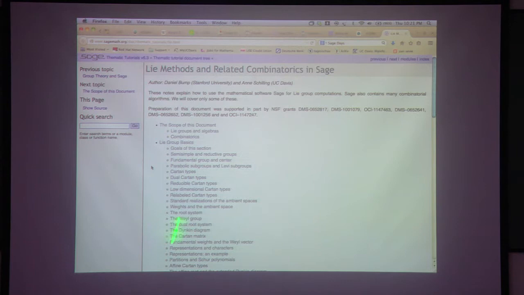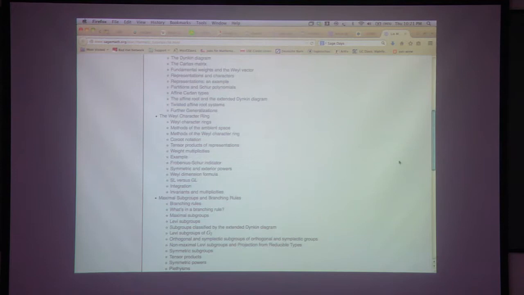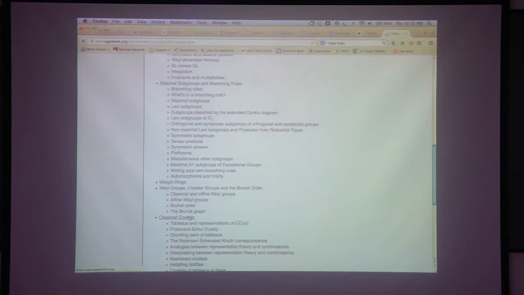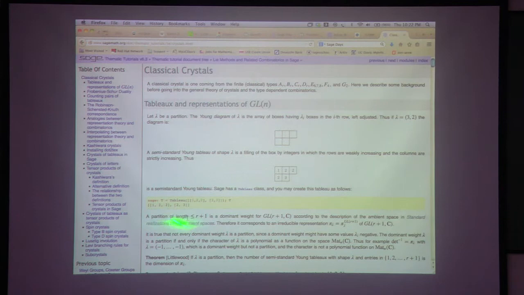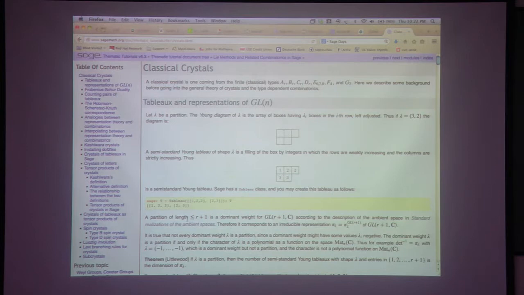And if you are interested in crystals and want to learn more, then down here there's actually also something about crystals. So it gives you some background, and then it also tells you how to use some of the commands related to that in SAGE. I don't want to go through all of this, but it's a resource that you can look at.